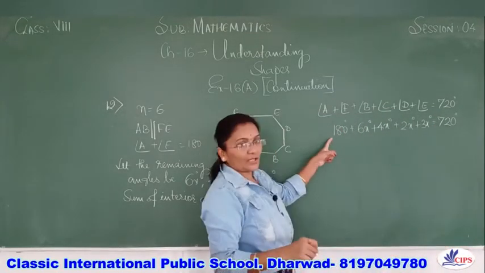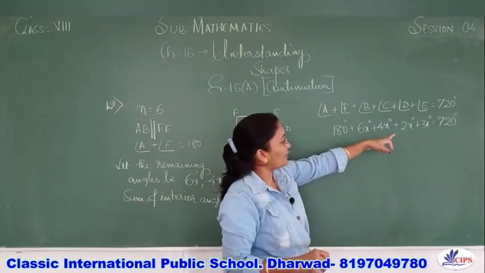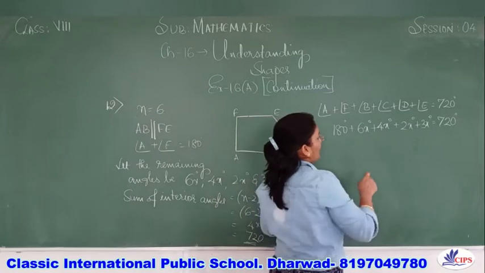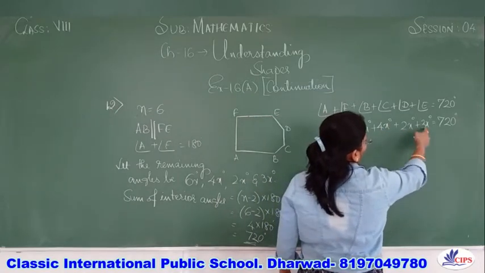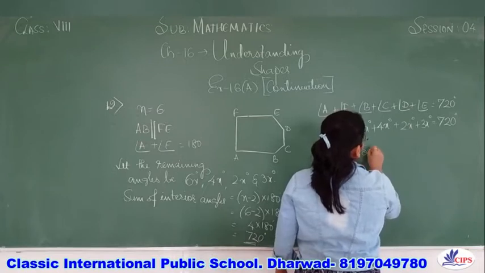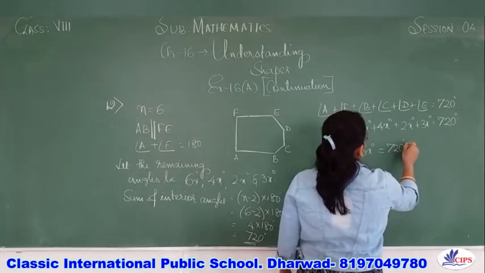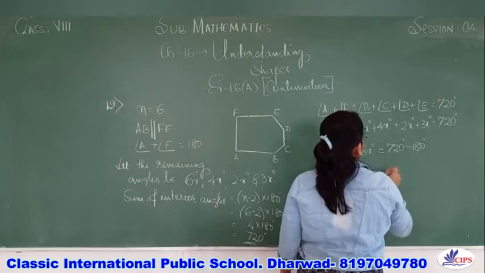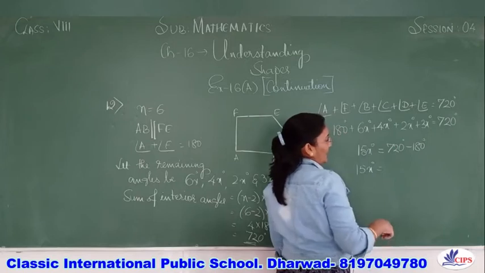Now here 120 you can see it's a constant. I will move it to RHS and here we will add all these variables. We will see how much we get. So here 6 plus 4 is 10, 10 plus 2 is 12, 12 plus 3 is 15, so it is 15x degree, which is equal to 720 minus 180 degree. So 15x is equal to, so what is 720 minus 180?